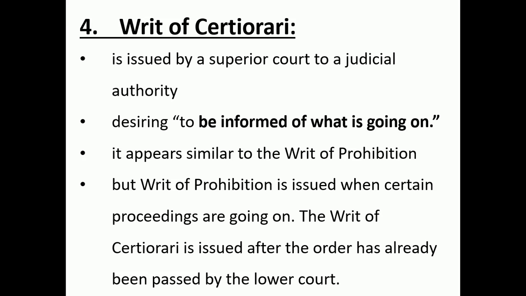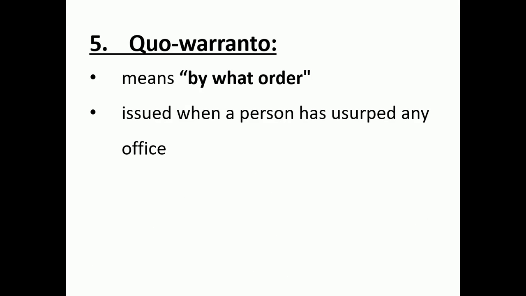So that's the difference between the writ of prohibition and the writ of certiorari. I hope you have got a very clear picture about the difference. Now we are moving to the last and final writ, and that is quo warranto. How is it being pronounced? Quo warranto, which means by what order. It is a writ which is being issued when a person has usurped any office.